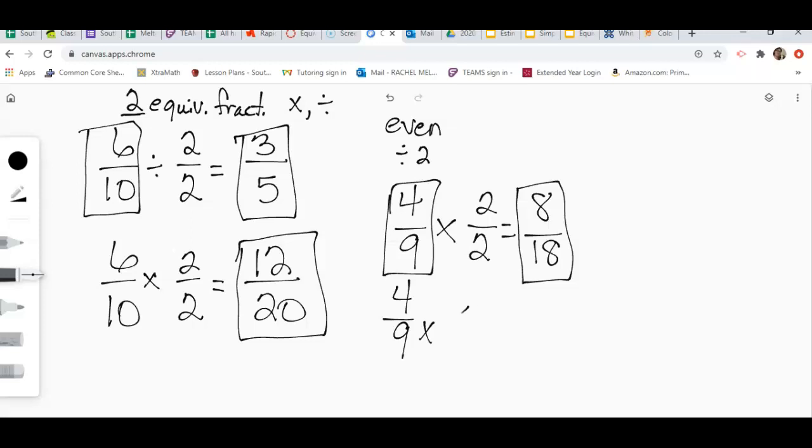I'm going to just multiply by 3 for this one. 4 times 3 is 12. 9 times 3 is 27. So 12/27 is also equal to 4/9 and 8/18.